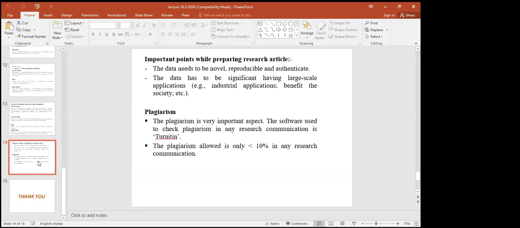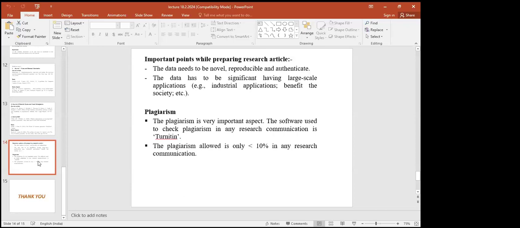Plagiarism, now as I mentioned, this is very important. Once your draft is ready and you submit it, the editor may check it themselves. You yourself can also check for plagiarism, of course, you have to do it. There is a software called Turnitin, and once it is checked you get a report. I mentioned that it has to be less than 10%, but actually, even 1% plagiarism is not allowed. Simply put, copying of anything is not allowed.